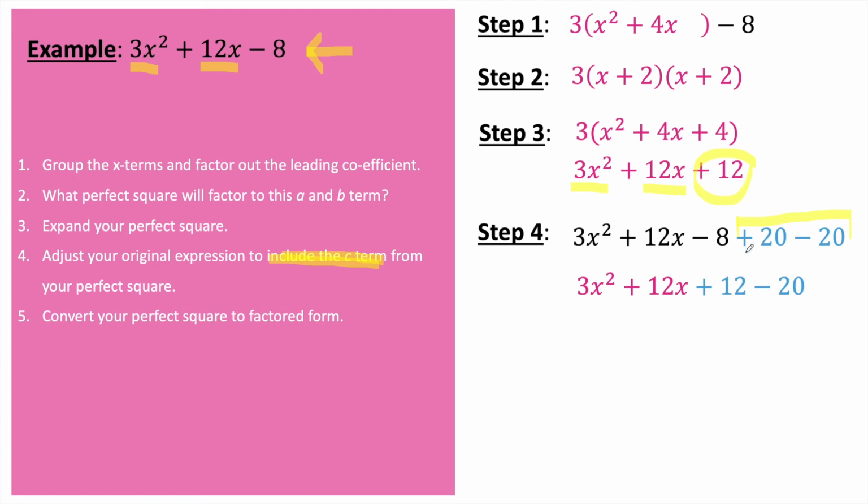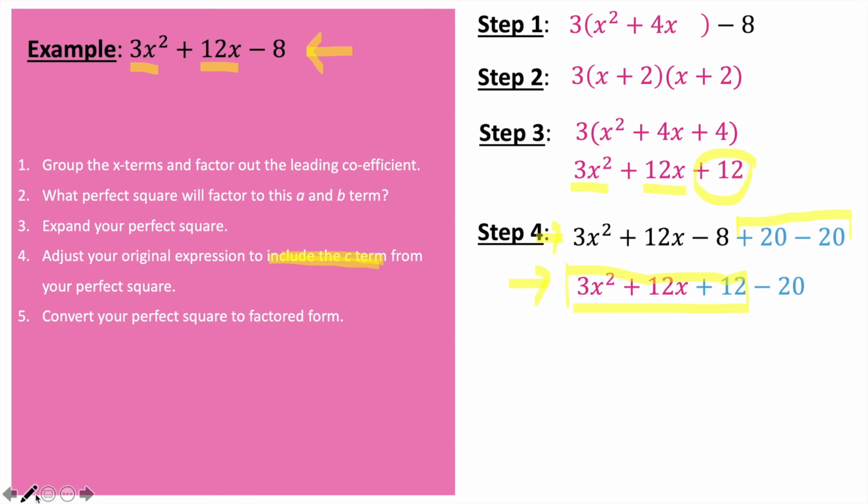However, by adding 20 and subtracting 20, I'm able to rewrite it in a way that includes the standard form of my perfect square, which is, of course, what I discovered in steps 1, 2, and 3. But remember, this expression and this expression are all the same, simply written differently.